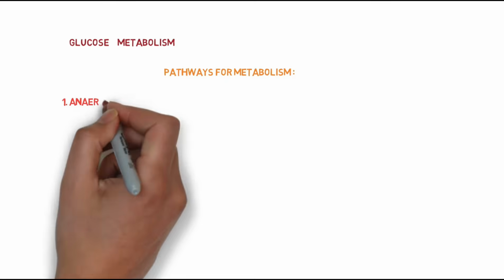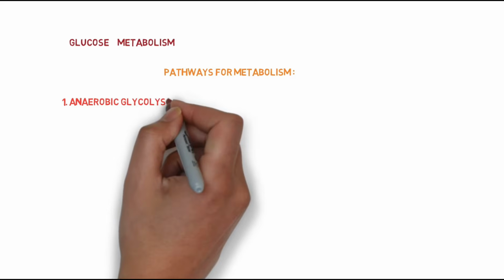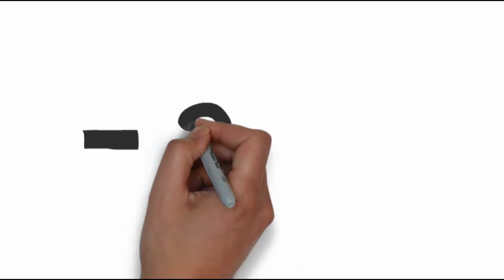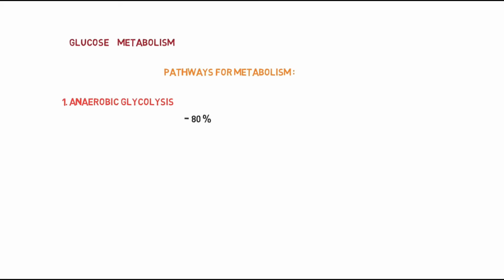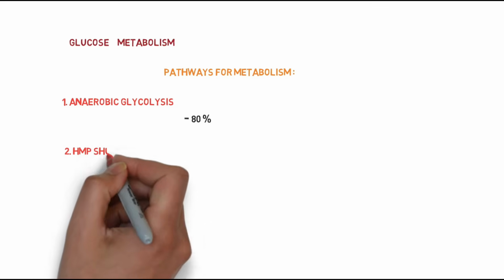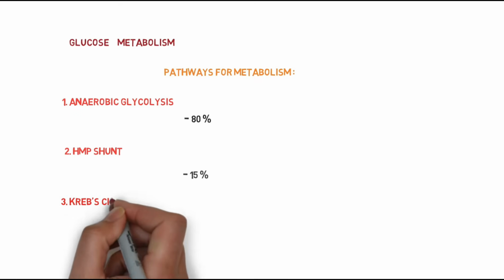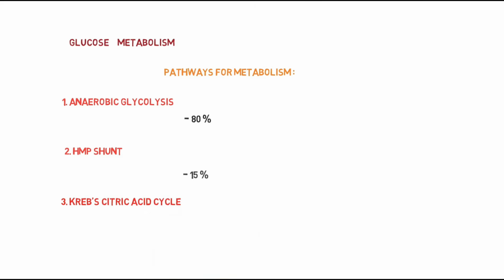The first one is anaerobic glycolysis, or we can say glycolytic pathway, in which 80% of the glucose is metabolized. The second one is the HMP shunt pathway, in which nearly 50% of glucose may be metabolized. The third one is the Krebs citric acid cycle, and the fourth one is the sorbitol pathway. In the sorbitol pathway, glucose is metabolized by aldose reductase to sorbitol.